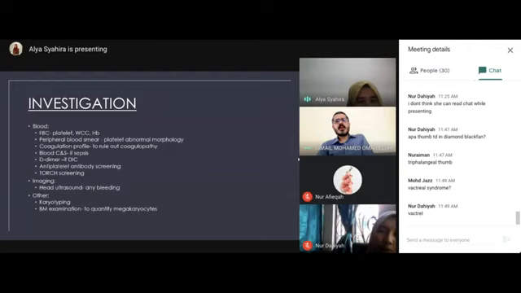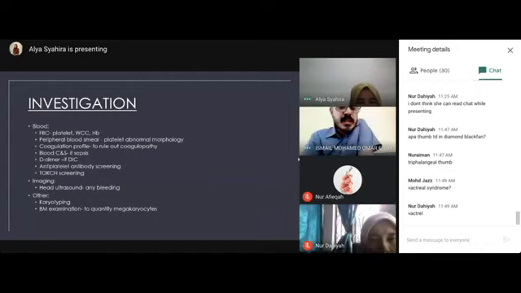Okay, I will ask an open question. Can someone tell me two syndromes? One syndrome has small platelets and thrombocytopenia, and another syndrome has large platelets and thrombocytopenia. Okay, open question.